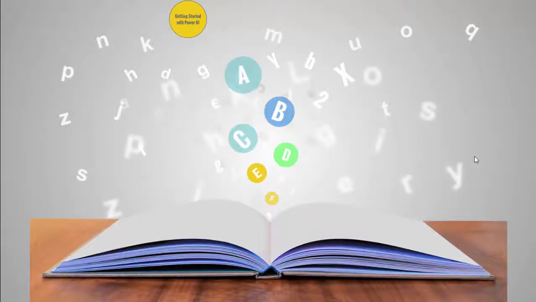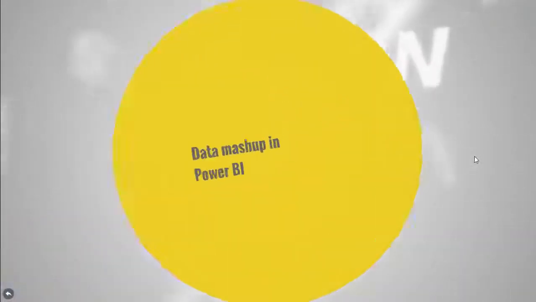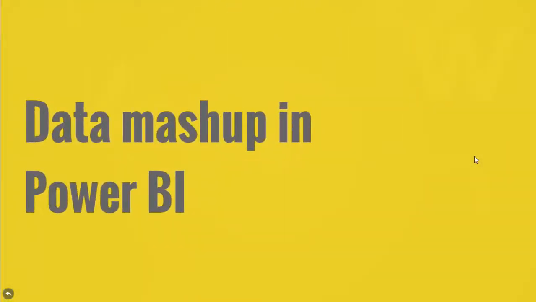Hello everyone. In this video, we are starting out with a new series called Getting Started with Power BI. And we will be covering a few topics. So the first topic is data mashup in Power BI. So we will learn how to get data from multiple data sources, like from the web resource or from Access database, SQL Server database, Excel, CSV files, and how to get that data.